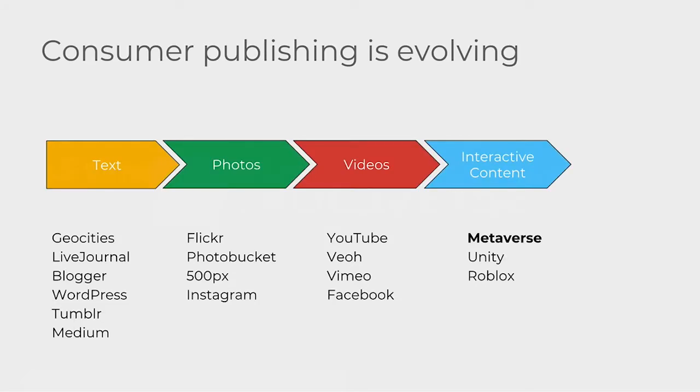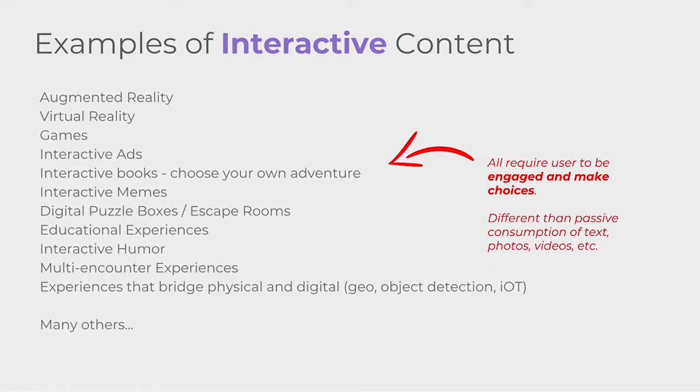So consumers' ability to publish content is evolving, right? We started with text and blogs, and then we went on to photos and videos, and now we're moving into this thing we call interactive content. And so what's interactive content? Well, it's things like AR and VR, and obviously games, interactive ads, choose your own adventure stories, interactive humor, all kinds of experiences that require the user to be engaged and to make decisions about which way they want to go, which is different than sort of passive consumption of text, photos, and videos.